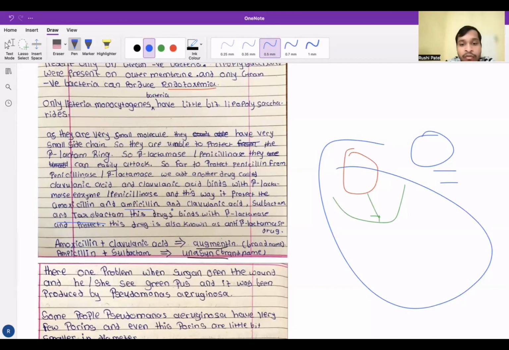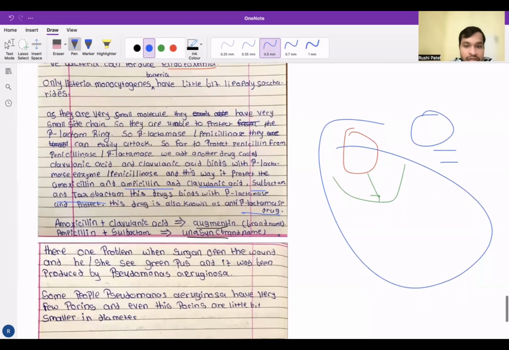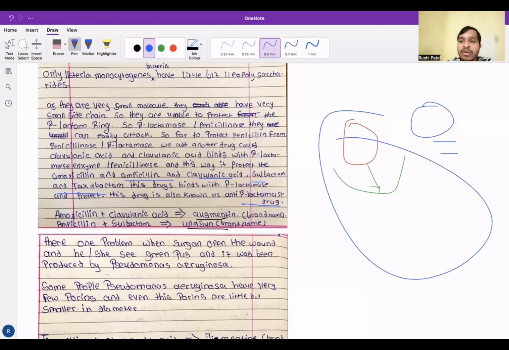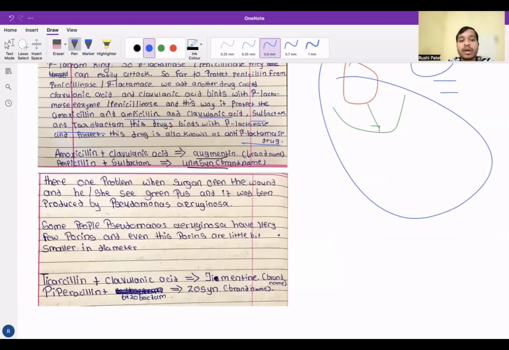We also call it an anti-beta-lactamase drug. Why? Because it binds to and works on the beta-lactamase. So amoxicillin always comes with clavulanic acid, and the brand name is Augmentin. Ampicillin always comes with sulbactam, and the brand name is Unasyn.